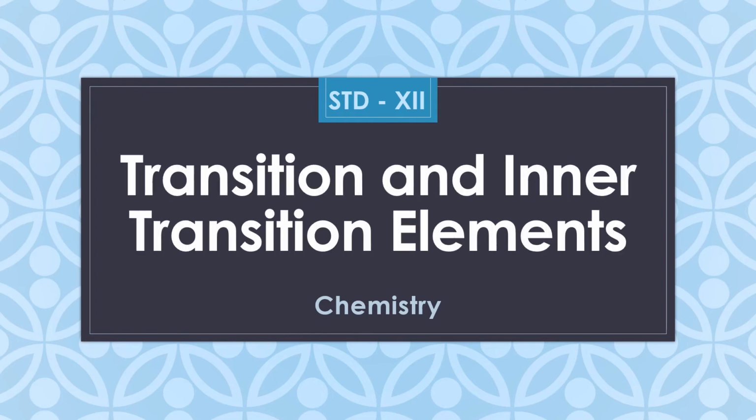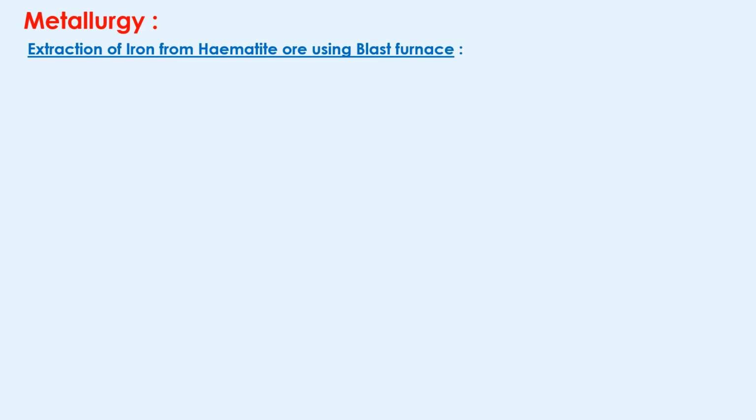Hello friends, today I start with the same chapter, that is transition and inner transition elements. We continue the extraction of iron from our last lecture in this lecture also. So we start with the extraction of iron from hematite ore. As you studied in the last lecture, we see the steps involved: first the concentration, then roasting and reduction.